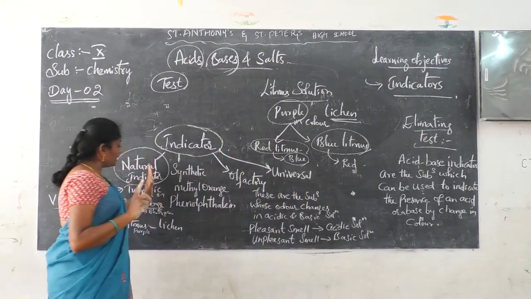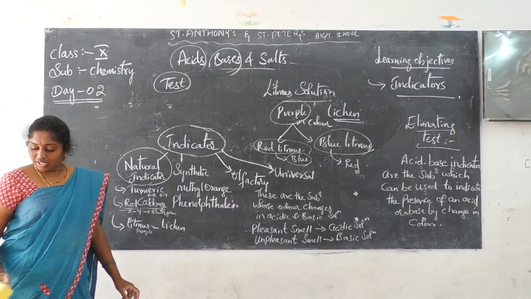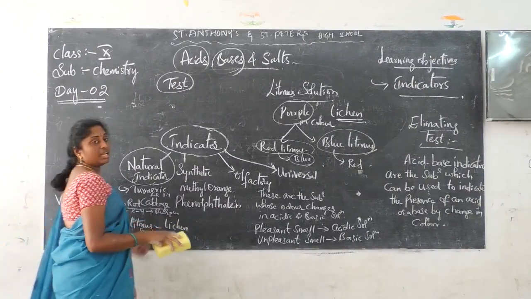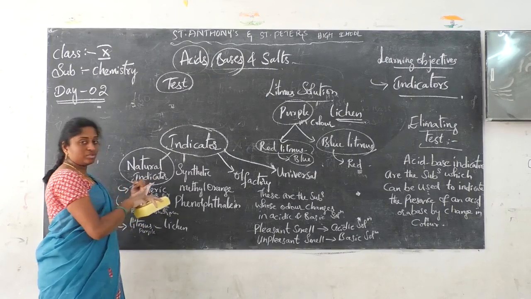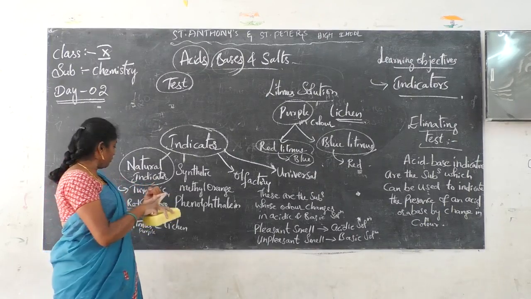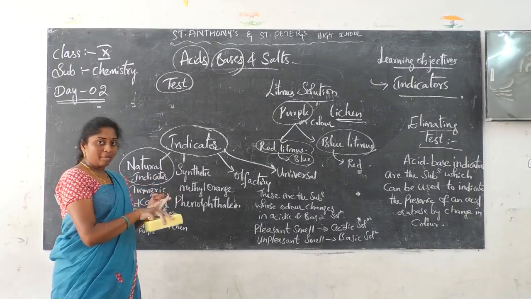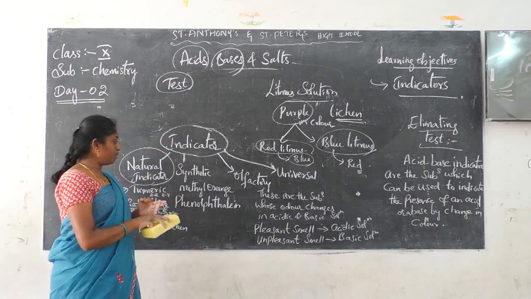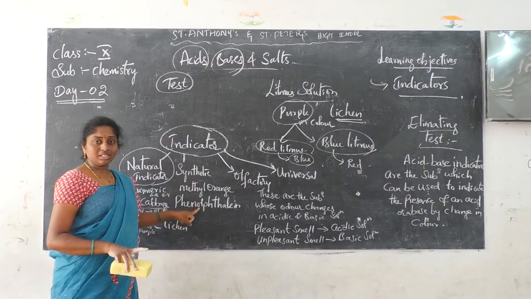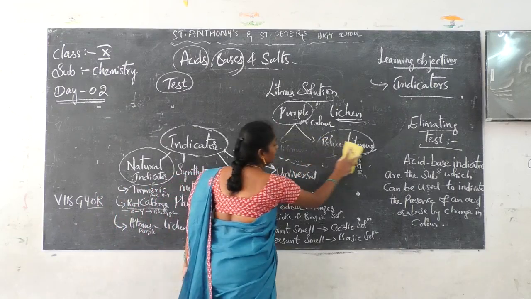Now, this is about the natural indicators. So in the natural indicators, what are the examples we studied? Turmeric, by using the turmeric powder solution. The next one is the red cabbage. And the third one is the litmus paper. Now we talk about the synthetic indicators.